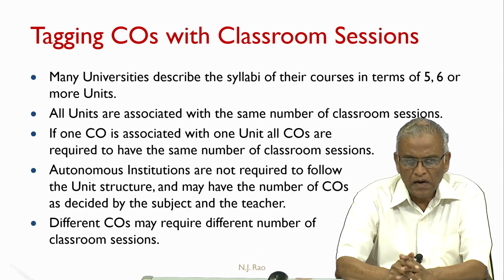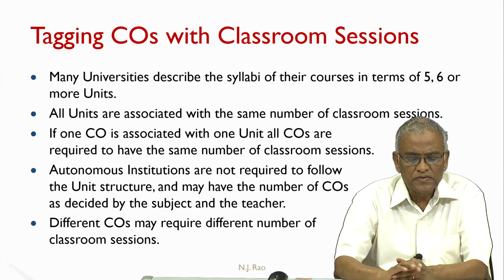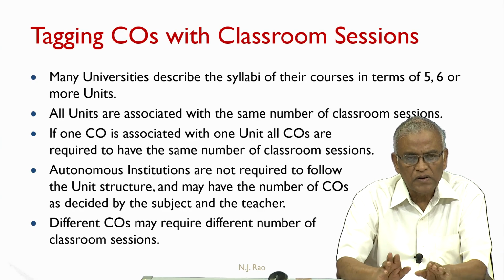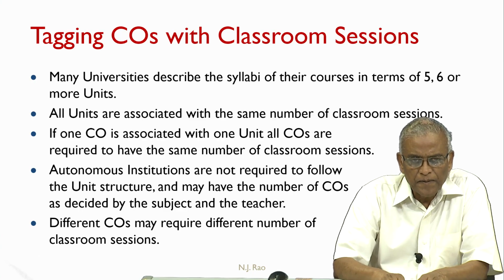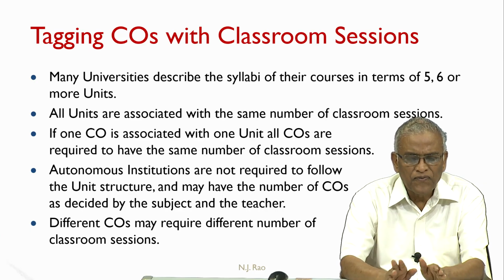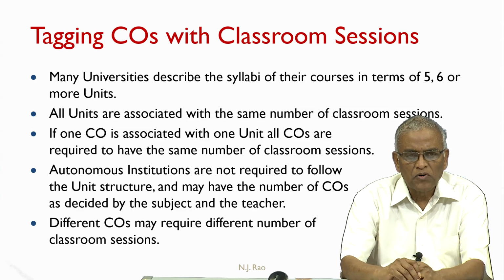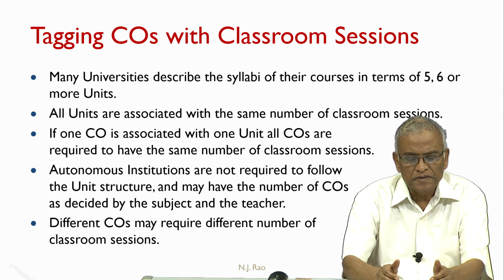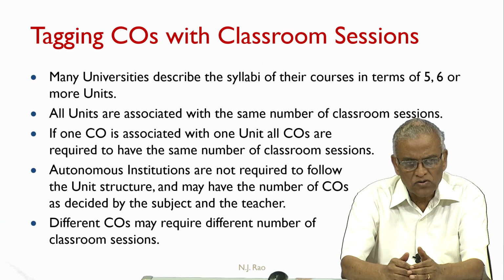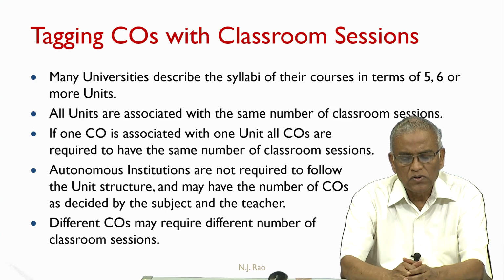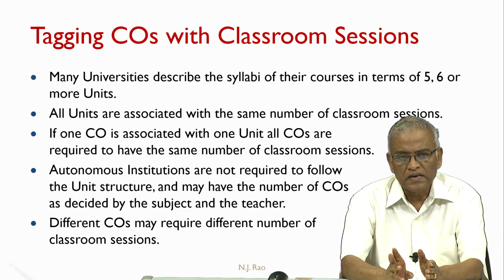Especially autonomous institutions are not required to follow the unit structure and may have the number of COs as decided by the subject and the teacher. And different COs may require different numbers of classroom sessions, because one can say the number of classroom sessions roughly represents the scope of that CO. If I am explaining a CO within about an hour or half an hour, then obviously the scope is limited. If I am taking 8 to 10 classroom sessions to explain one CO, it is not the same as a half-hour session. That means the scope of that particular CO is very large. So that scope is indicated by associating roughly the number of classroom sessions that one takes to address that particular CO.